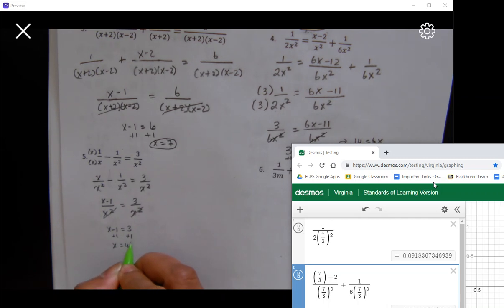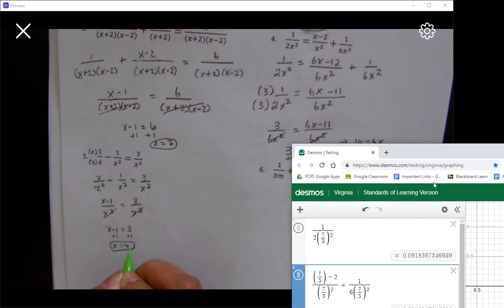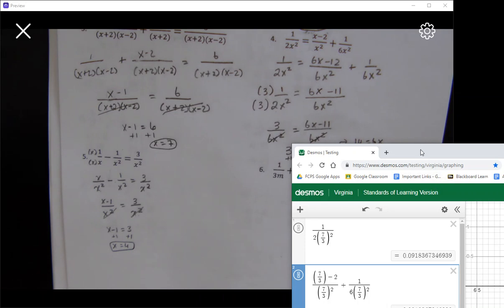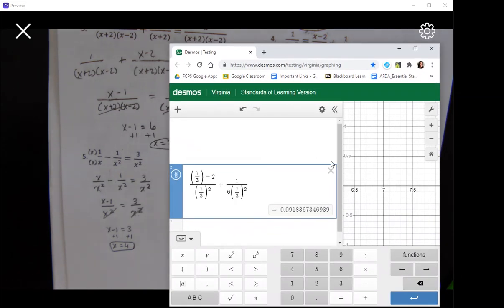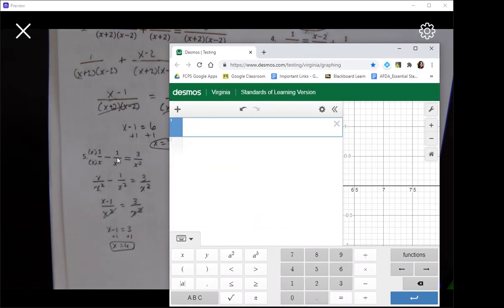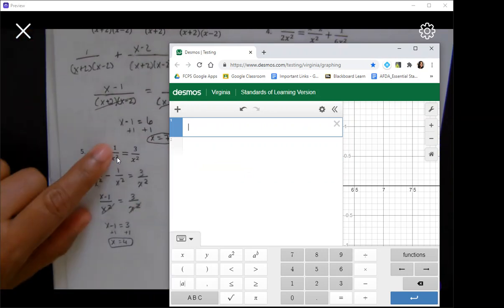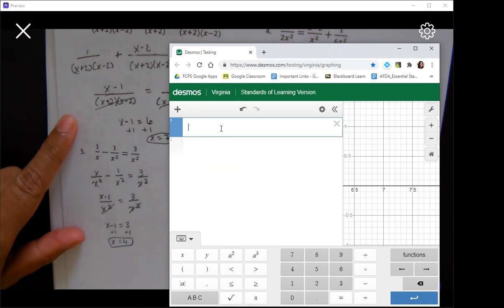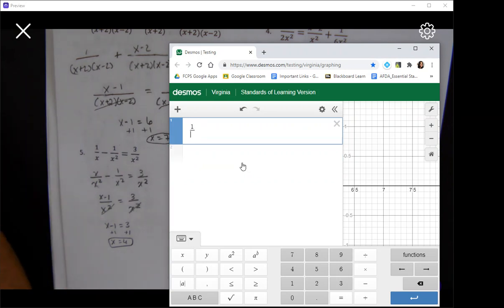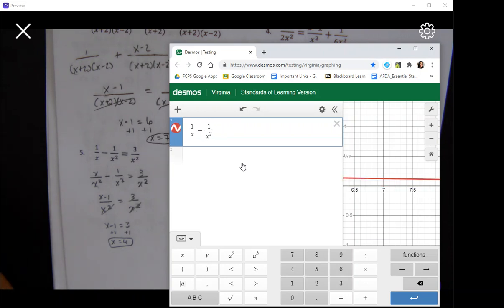X equals 4. Now let's check and make sure that 4 does work. Let me try to check it a different way this time. Let me plug in this entire thing in here. Let me graph it. 1 over x. And now I don't have to change this x to anything because I'm actually going to graph my answer here. Equals 3 over x squared.